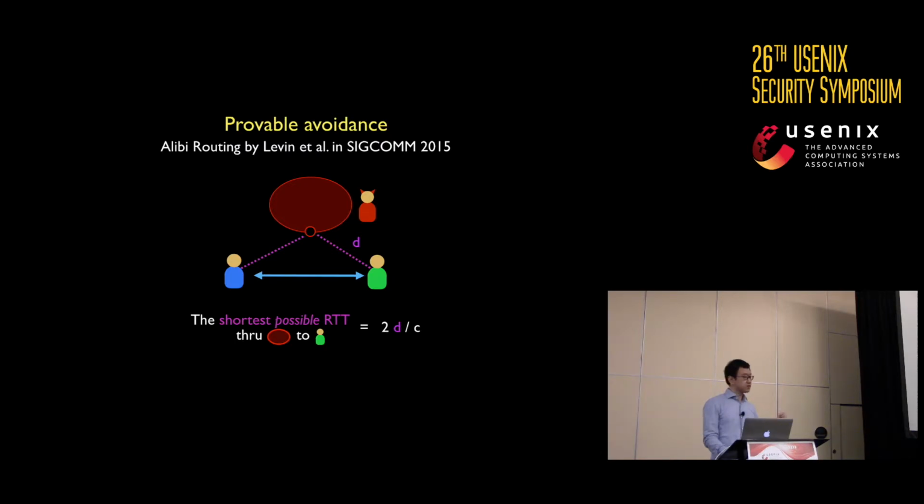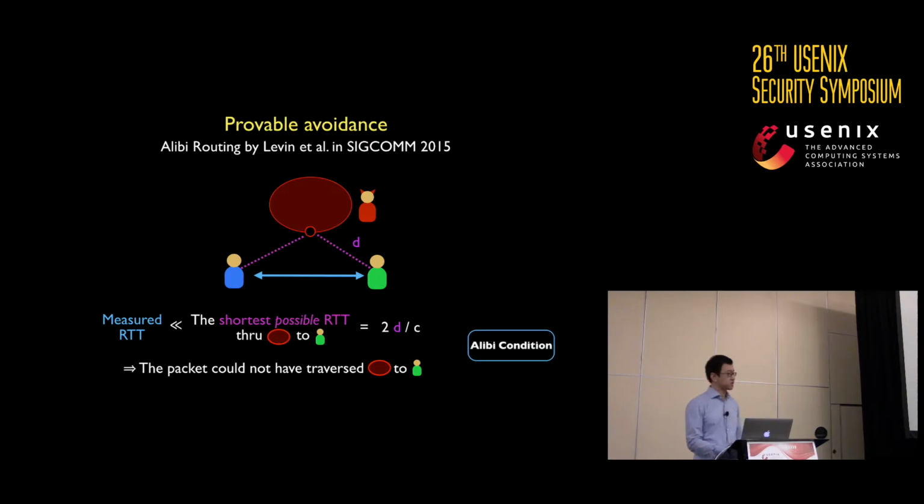If we have the measured round-trip time at the source side, and we find this measured round-trip time is actually much smaller than this shortest possible round-trip time, then we obtain an alibi for this packet, that this packet could not have traversed this region. We call this condition the alibi condition.